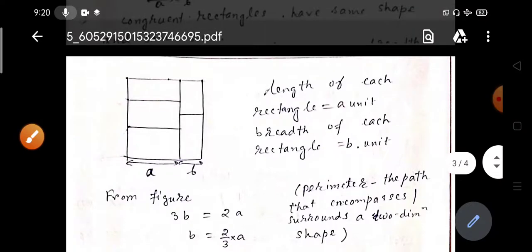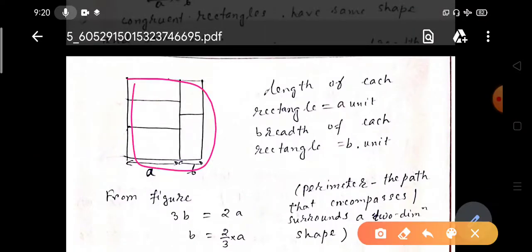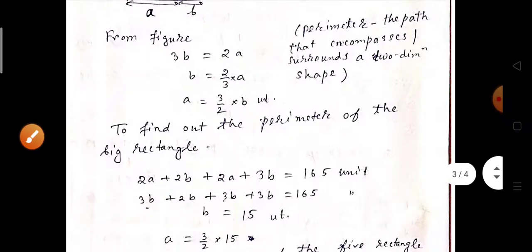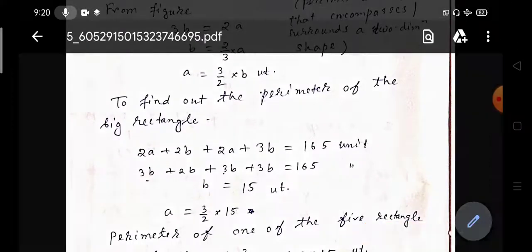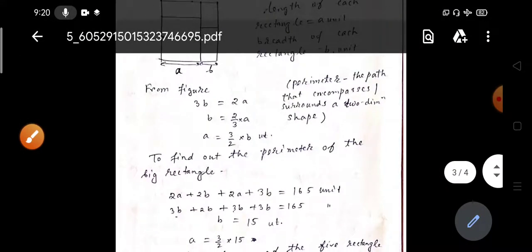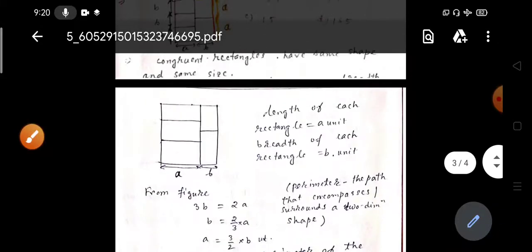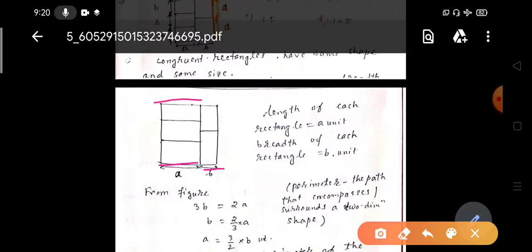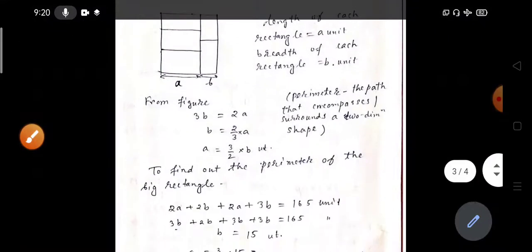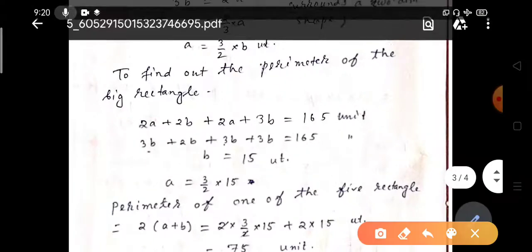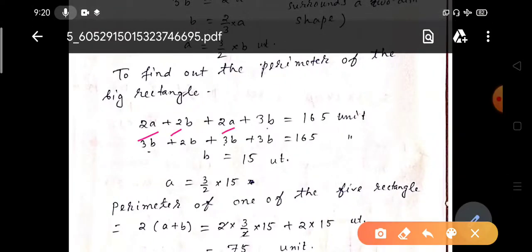Now we are given that the total perimeter of this big rectangle is 165 units. So what you have to do is add all the sides. So this is plus a plus b. Similarly here a plus b. So we can write it as 2a plus 2b. This is 3b and this is 2a. So we write the total as 2a plus 2b plus 2a plus 3b, that is given as 165 units.